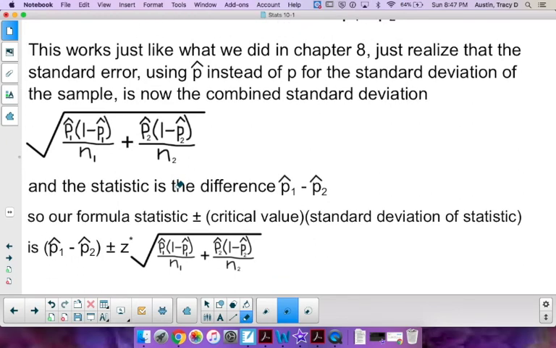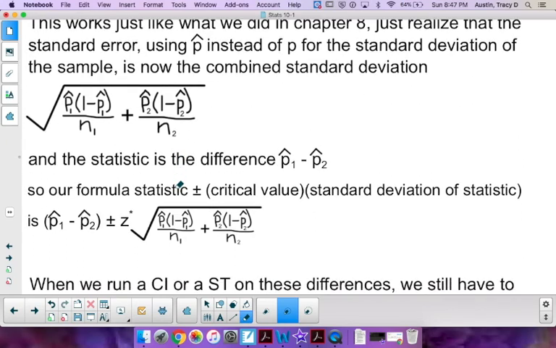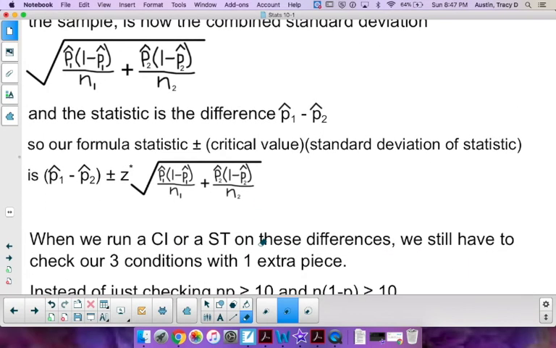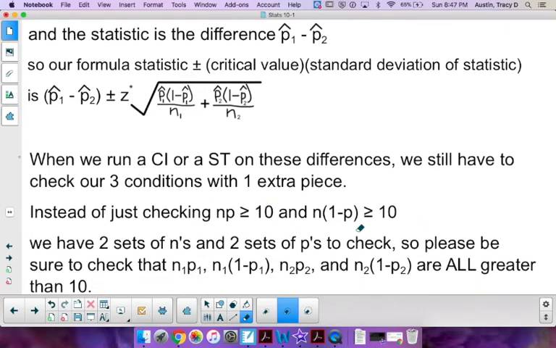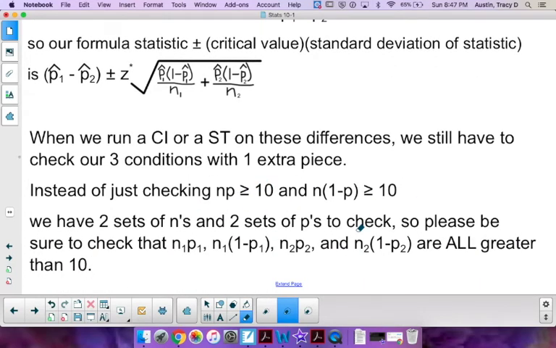Okay, so here's our formula for our confidence interval, right? Statistic plus or minus your critical value times the standard deviation of your statistic, which is what we have. Okay, and we just talked about that as far as the extra piece. Two sets of them. Everything has to be greater than 10 if it's a proportion. Both groups would have to be greater than 30 if it's a mean.